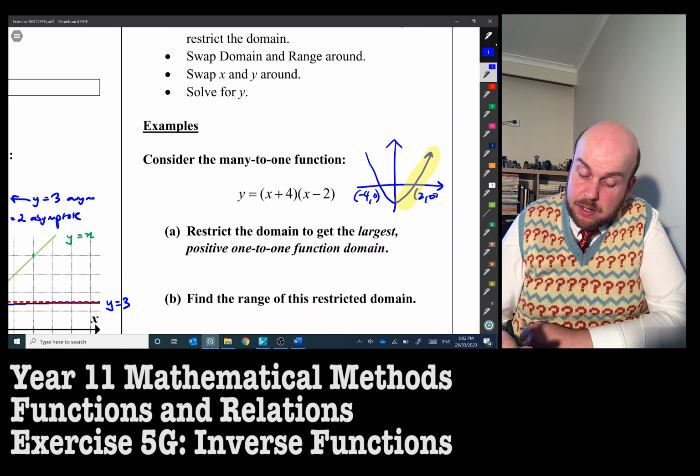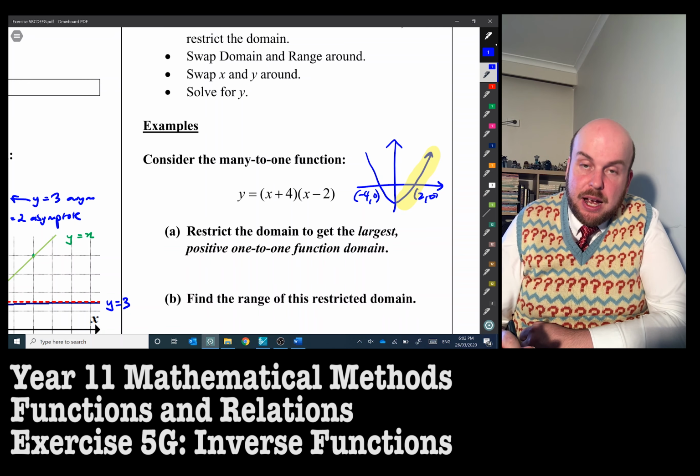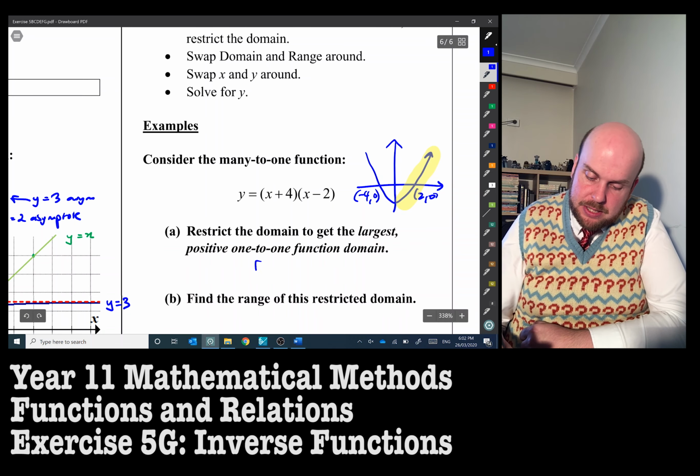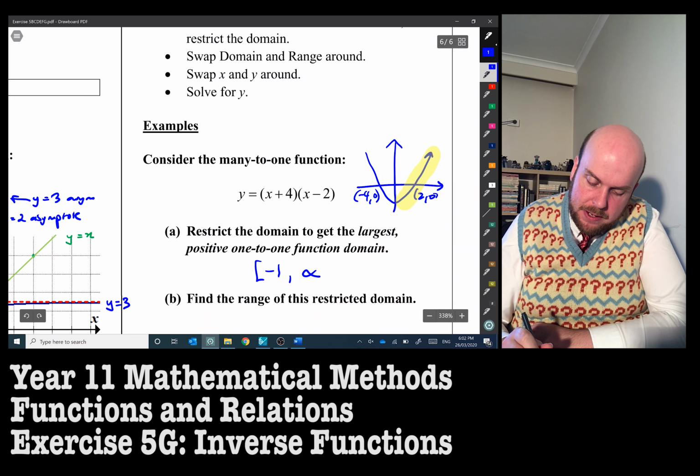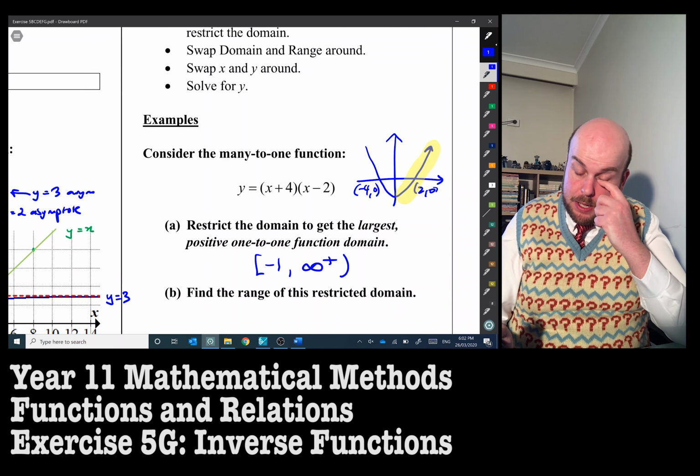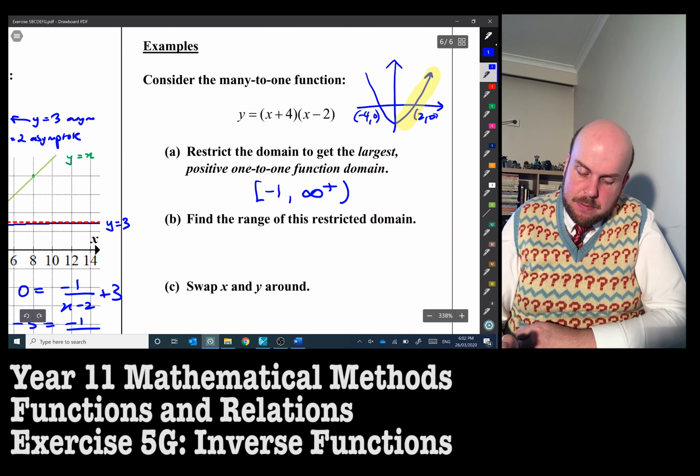So that's a distance of 6. Halfway would be 3. So that's going to be at -1. And then we're going to go to positive infinity. So that's what we're going to restrict the domain to.